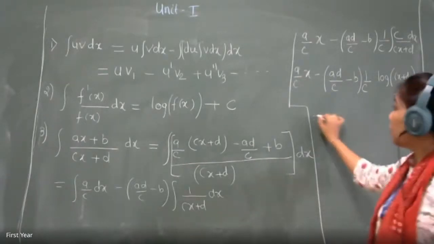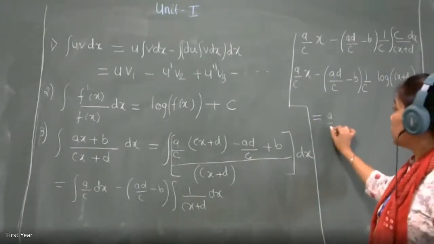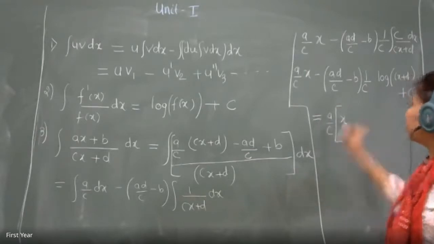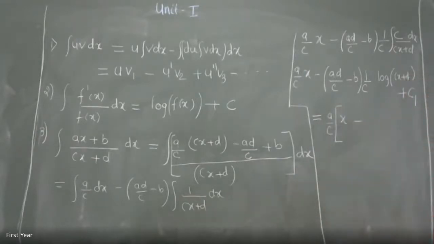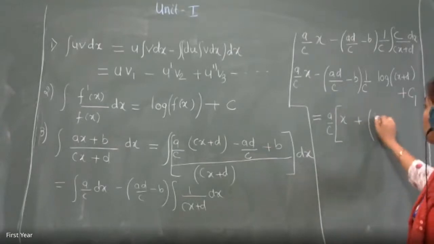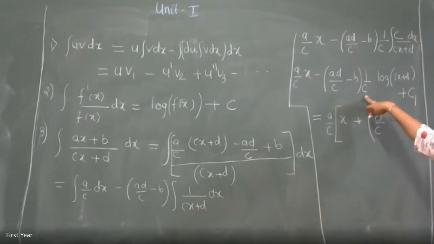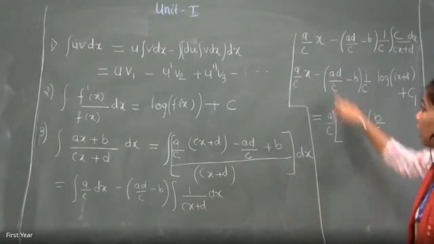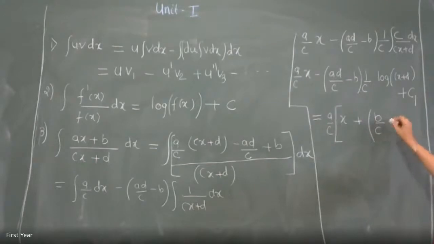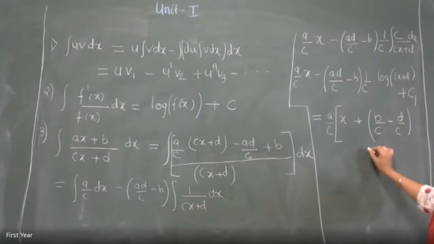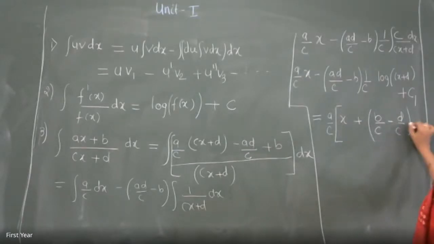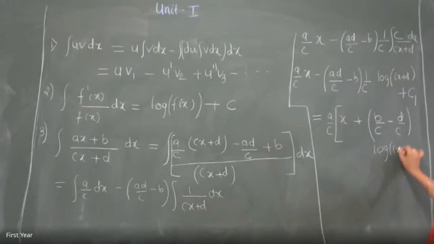Okay, so if you rewrite it in proper format, just see. This is A by C, you can take common, it will become x minus, if I add it plus, this will become, B will come first. So it is B by C. Okay, and then A by C I have taken common, so it will become minus B by C into log of Cx plus D plus C. Is this clear? This is the formula.